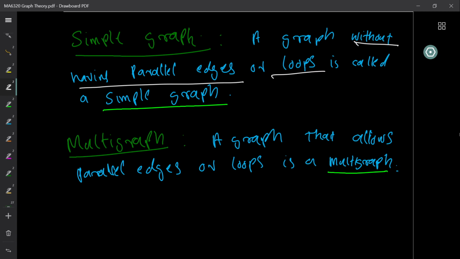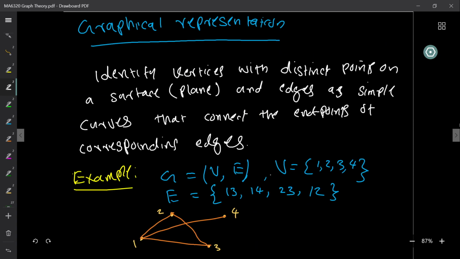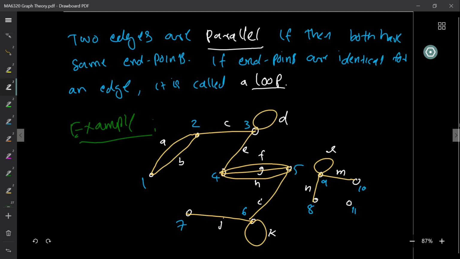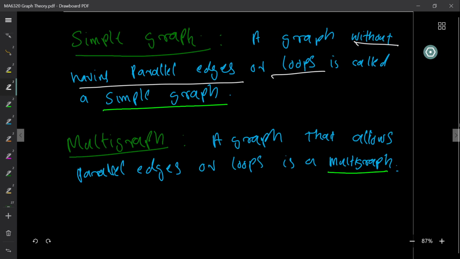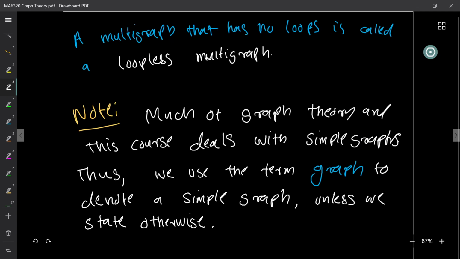Now, a multigraph is a graph where you allow parallel edges or loops. So here are examples of both of these. This graph is a simple graph, and here is a multigraph. Now, if in a multigraph we don't allow loops, then it's called a loopless multigraph. As I just mentioned, much of graph theory deals with simple graphs, and we will also use the term graph to denote a simple graph. Whenever I want to make it clear that the graph is not simple, I will add either multigraph or loopless multigraph. So this will be clearly mentioned.